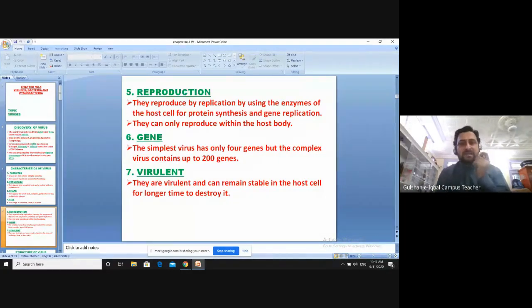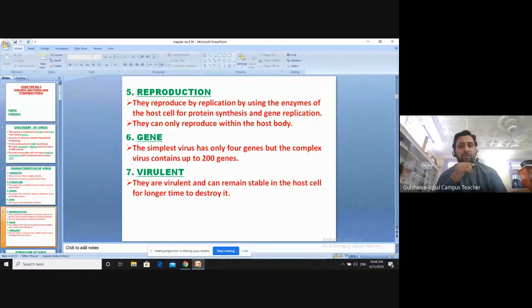Okay, let's see the genes present in the virus. Virus is basically a complex structure. Okay, sometimes it is more complex and sometimes it is simpler. So if there is a simple virus, you will see 4 genes in them, 4 characters in them, and if they are the complex virus, you will see up to 200 genes, maybe 5, maybe 10, maybe 20, maybe 50, maybe 100, maybe 150, or maybe 200. So up to 200 genes can be present in a virus.